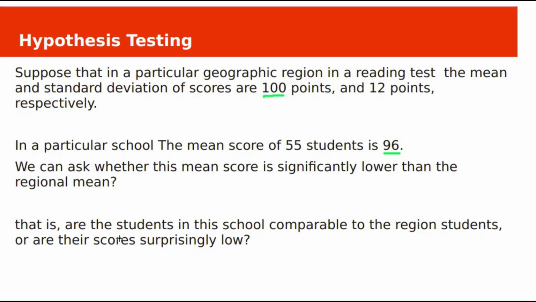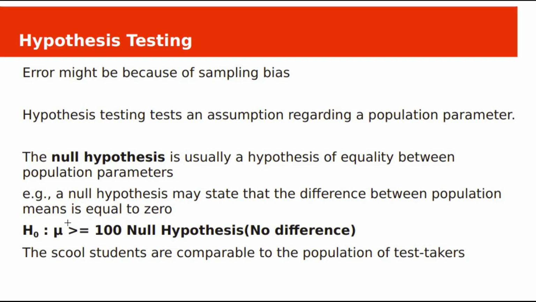See our hypothesis statement. The students in the school are comparable to the region's students, or their scores are surprisingly low. Means if their scores are greater than 100, they can be comparable with the regional students. So if mu is greater than or equal to 100, where this mu represents the population mean of that entire school, then it is saying that the school students have the same mean score as regional students, but not lower scores than regional students.